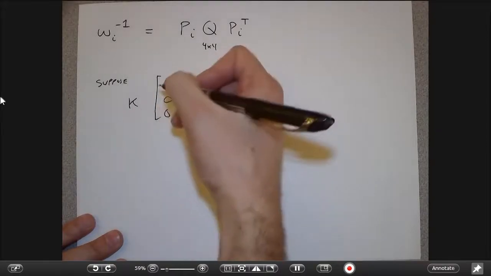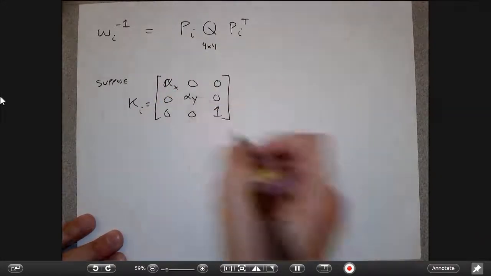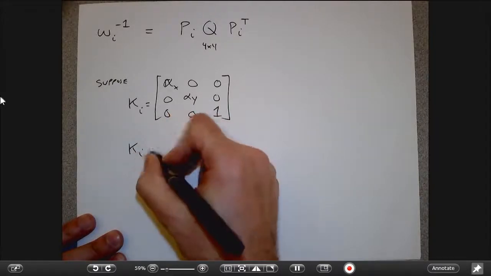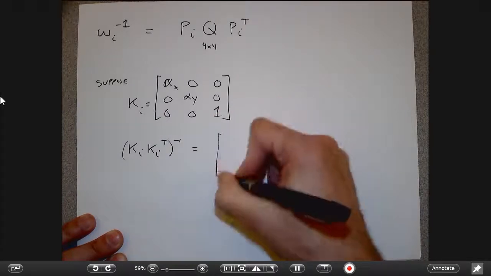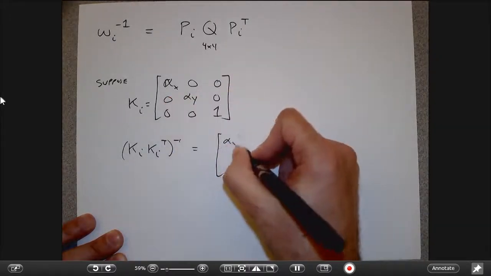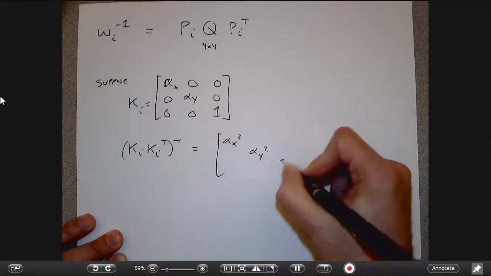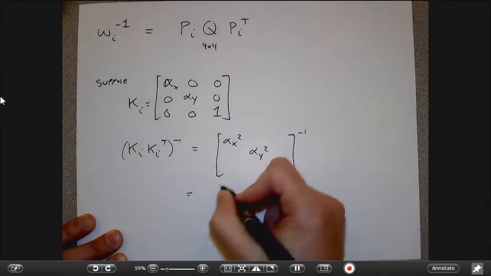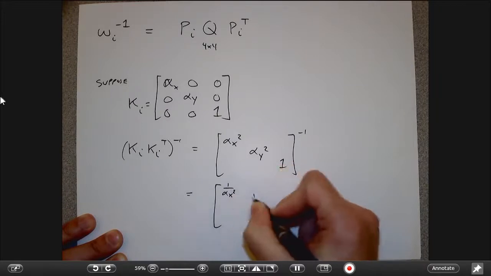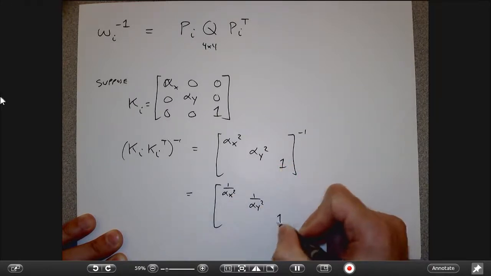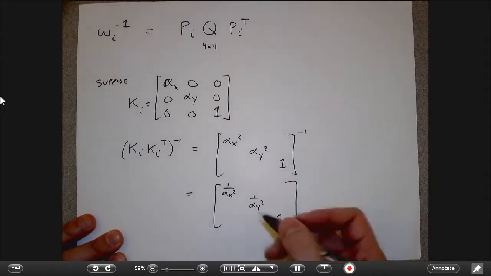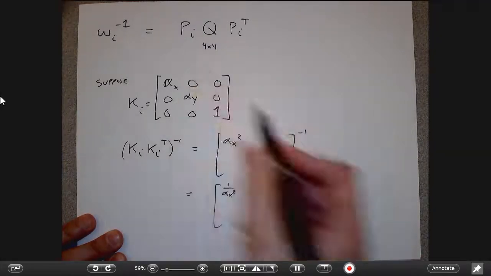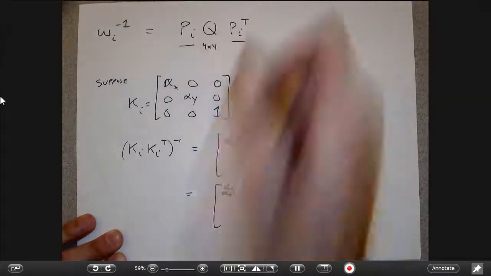Then let's look at the form of this omega. What I need to do is K_i transpose inverse, and this is a really simple matrix to multiply by itself. I get alpha x squared, alpha y squared, 1, inverse, which is equal to 1 over alpha x squared, 1 over alpha y squared, 1. So on the left-hand side, I've got a matrix that is very simple, lots of zeros. And on the right-hand side, I have something that depends on the camera matrix I've got and this Q.